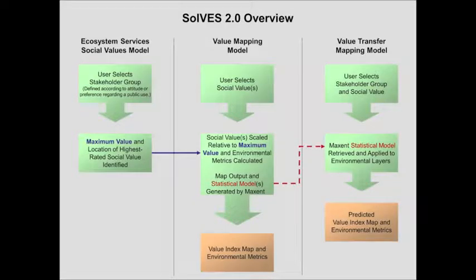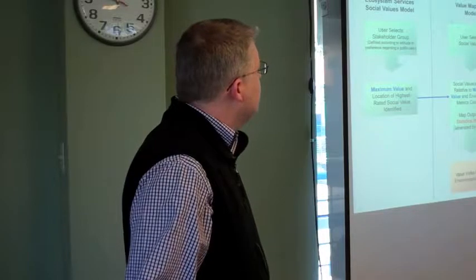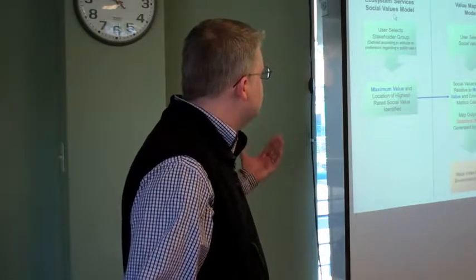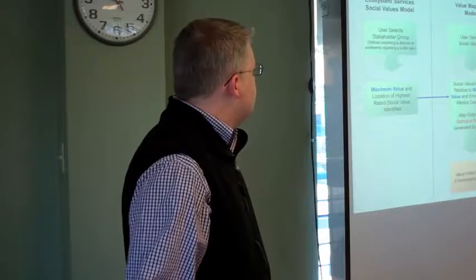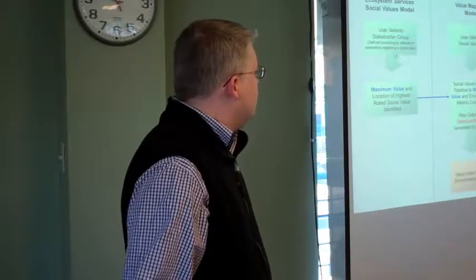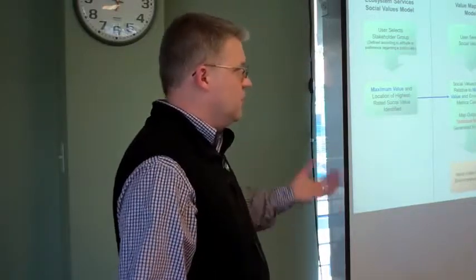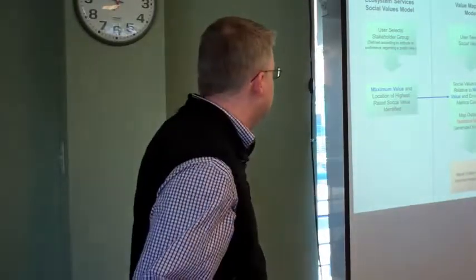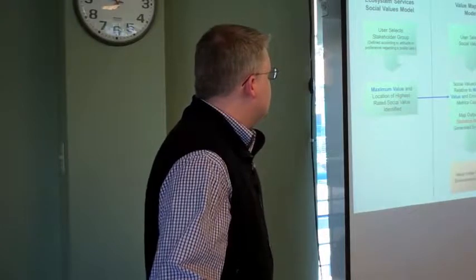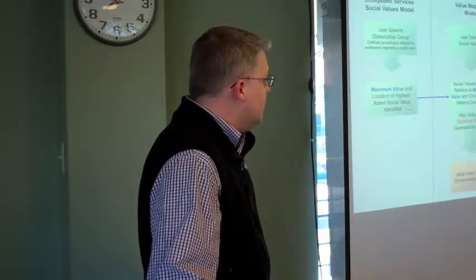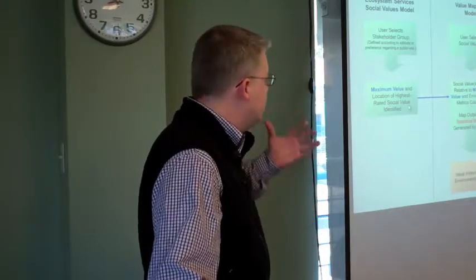And this is just a very broad overview schematic of SolVES 2.0. There's three separate models, really. The first two work in conjunction with each other in a sequence. The first thing you do with the Ecosystem Services Social Values model is select a particular stakeholder group you want to look at, which is defined according to their attitude or preference regarding a public use, such as whether they're for or against oil and gas drilling in the national forest. And from that selection, a determination is made as to the maximum value and the location of that highest rated value from all the different social value types across the landscape.